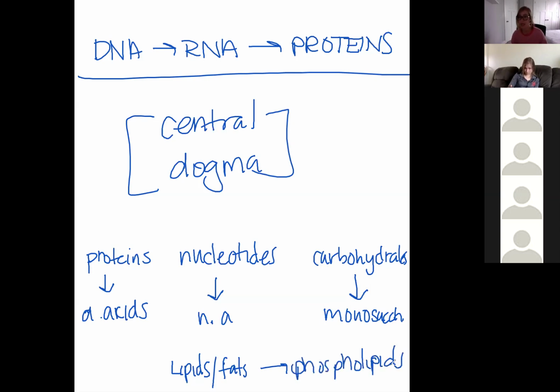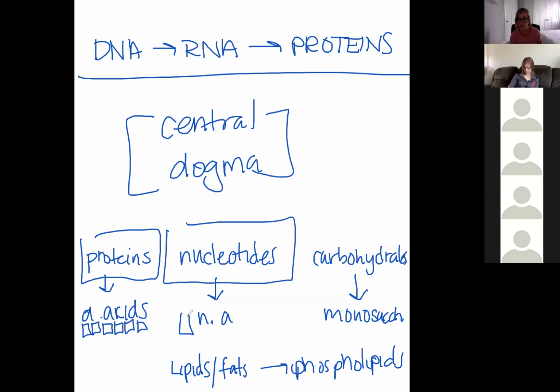Cool. Okay, so when we're talking about the central dogma, you have to understand there are building blocks. I call them building blocks, okay? There are the big ones and these are the little blocks. That's what I'm talking about, and he'll use this terminology. Nucleic acids make up nucleotides. Amino acids make up proteins. Monosaccharides make up carbohydrates. Lipids and fats are full of phospholipids. Okay, should we identify replication, transcription, translation?